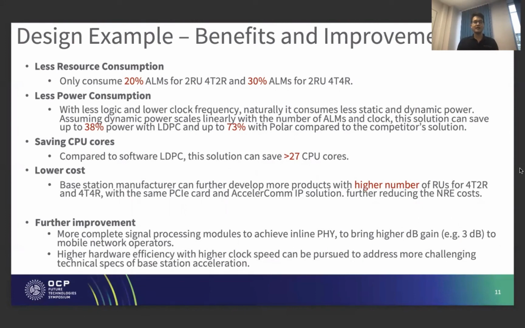Last but not least, in terms of further improvements, more complete signal processing modules can be included to achieve inline PHY to bring higher dB gain, such as 3 dB, to mobile operators because they care about dB gains, and also higher hardware efficiency with higher clock speed can be pursued to address more challenging technical specs of base station acceleration. With that said, this is the end of today's talk.